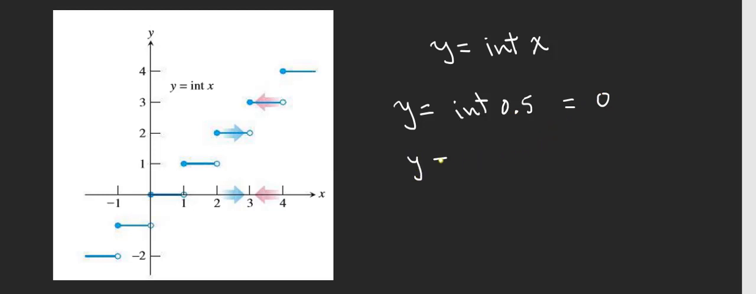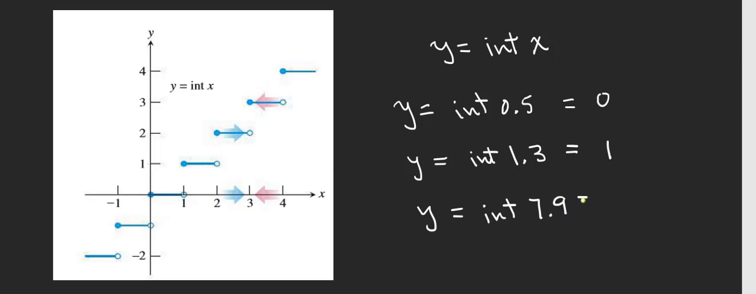What about y equals greatest integer of 1.3? What is the greatest integer that is less than or equal to 1.3? That's 1. What about y equals greatest integer of 7.9? That will be 7.